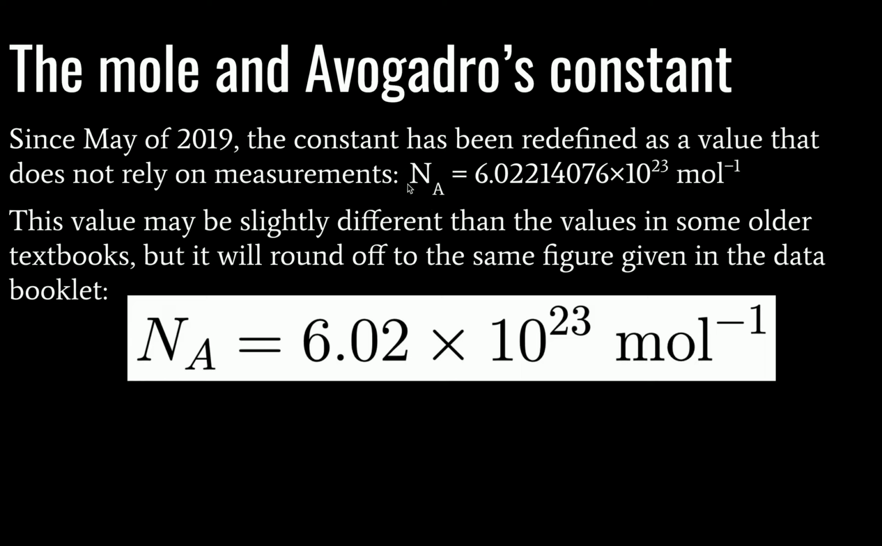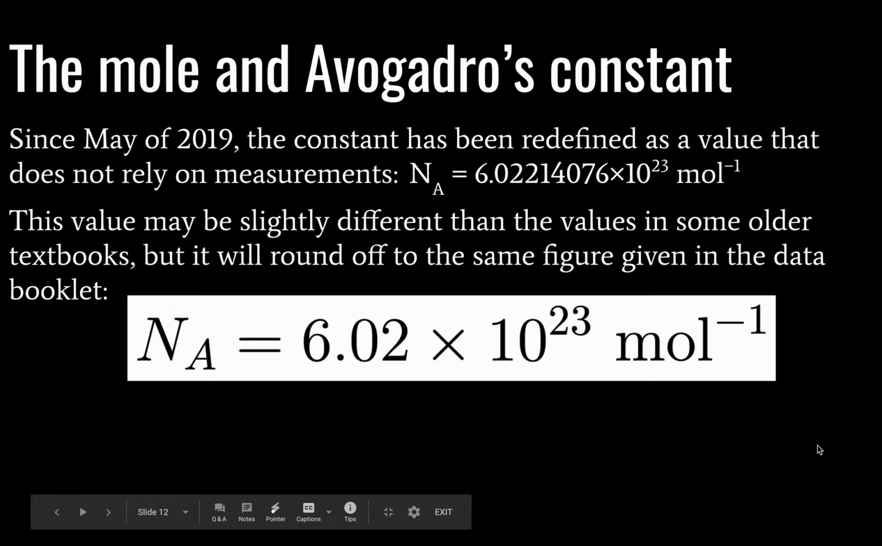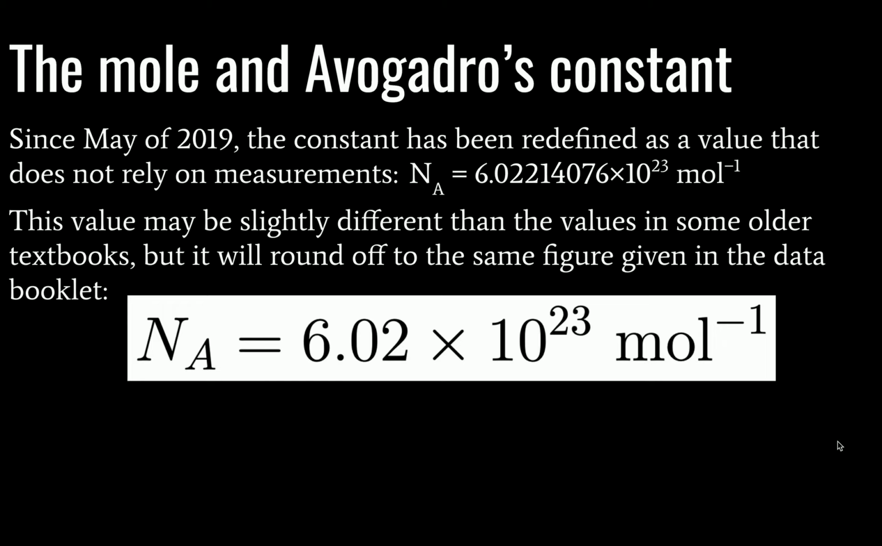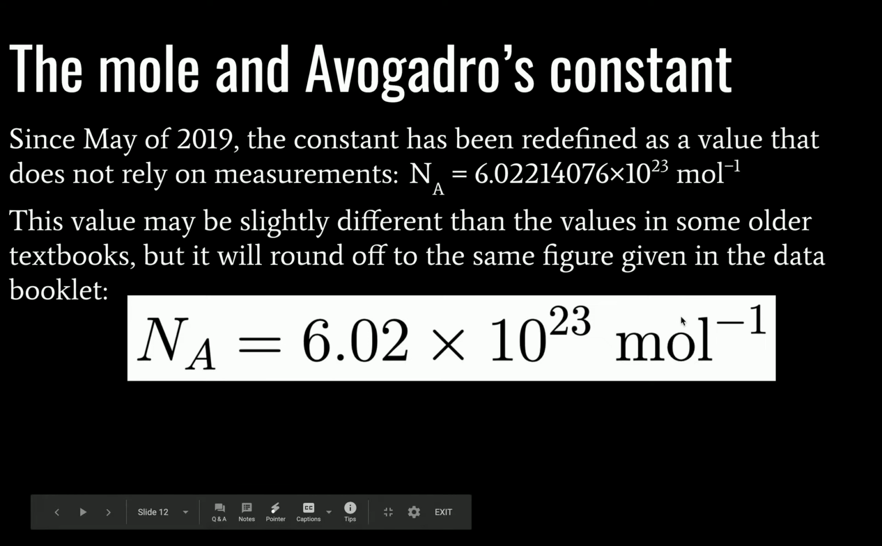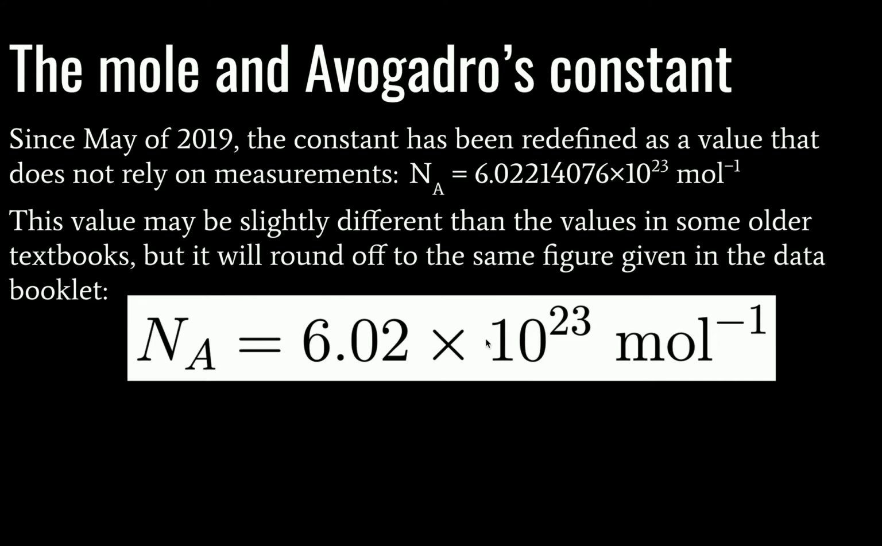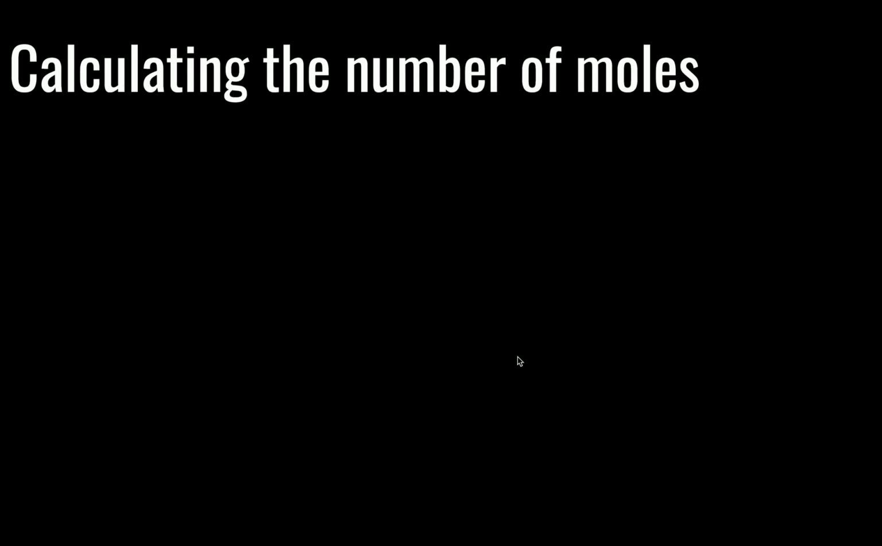What that means for us is that if you open up an IB Physics textbook based on the 2016 syllabus, you may find that the number is slightly different than this one. But it rounds off to the same value. 6.02 times 10 to the 23 particles per mole would be an appropriate unit here, but in your data booklet, it's just given as an inverse mole, okay? So there you go.